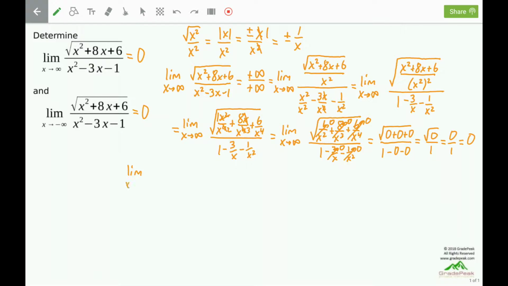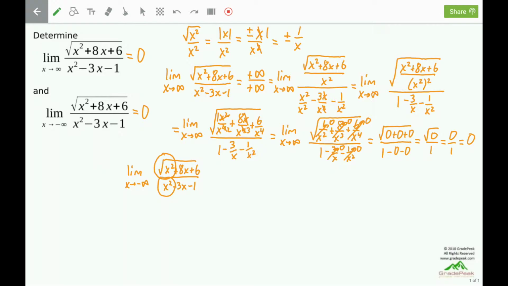Now to work out the limit as x approaches negative infinity. The square root of x squared plus 8x plus 6 divided by x squared minus 3x minus 1. The first thing to do is plug negative infinity in for each of the x's. Only the highest power term in the numerator and denominator will matter here.